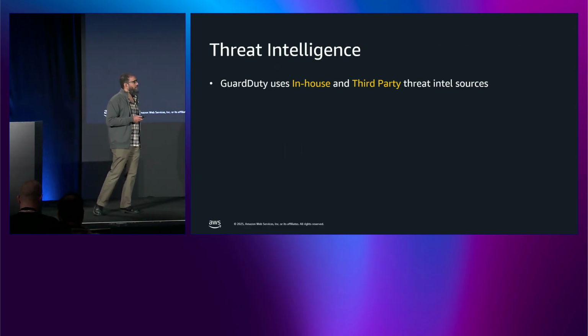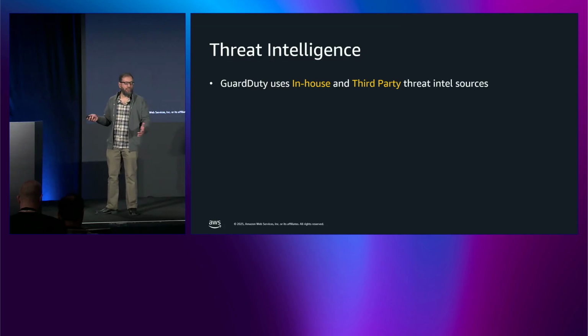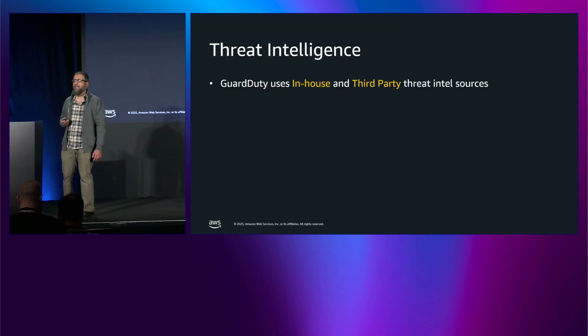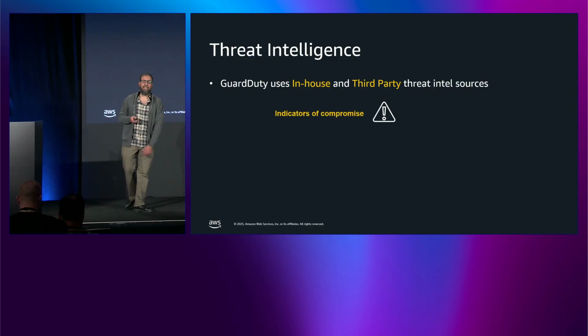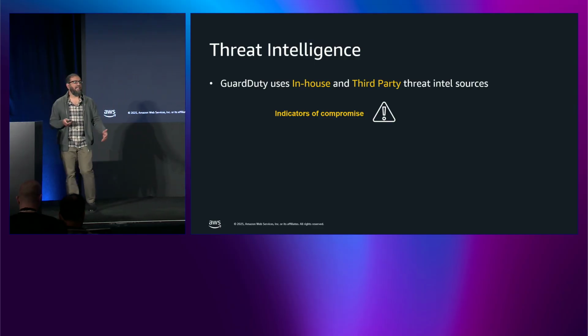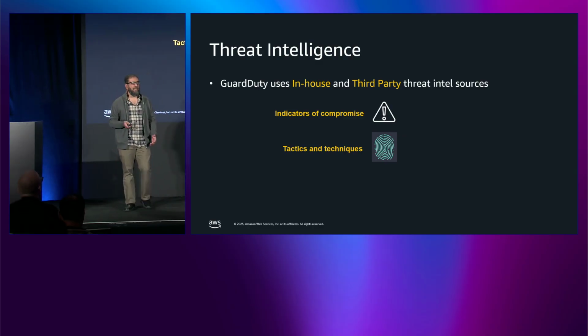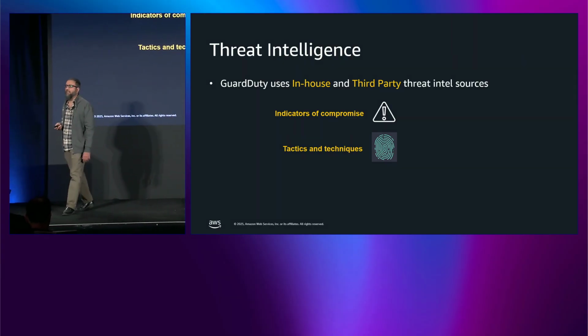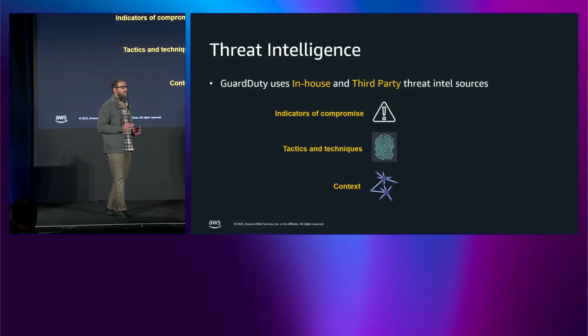Another source of information on real-world attacks is the threat intelligence that GuardDuty consumes. GuardDuty uses various in-house and third-party sources of threat intelligence, and this is what we learn from these sources. First of all, we learn about indicators of compromise. These are the IP addresses, domain names, and file hashes used in real attacks. We also learn about the tactics and techniques used in real attacks and various activity patterns used in real attacks. Last but not least, we also learn about the context surrounding real-world attacks or real-world threats.